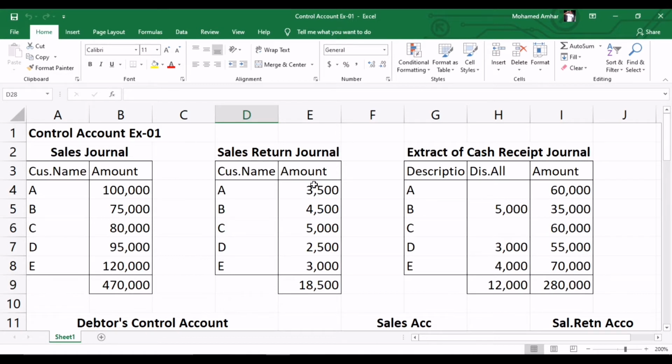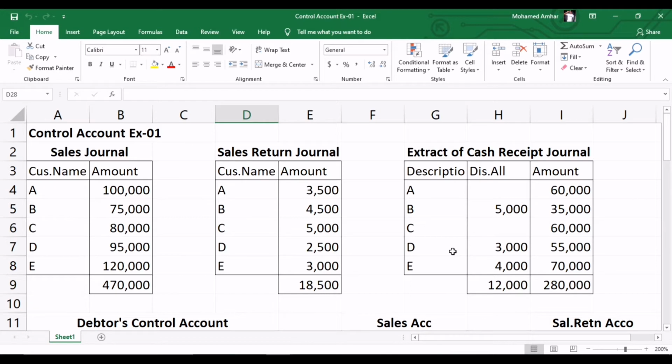In the sales return journal, see, those customers have returned goods. A 3,500 return, B 4,500 return, like that goods have been returned. So if goods are returned, we record that in the sales return journal. When selling goods on credit, we record that in the sales journal.